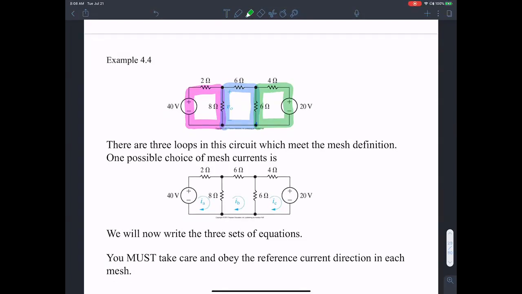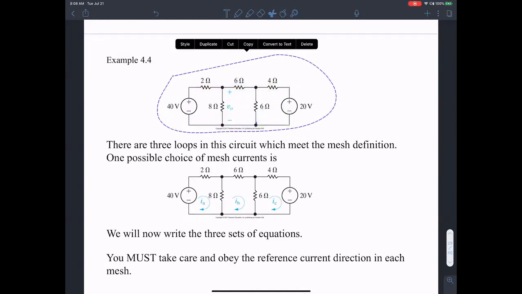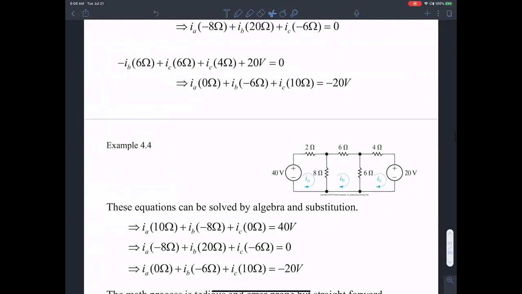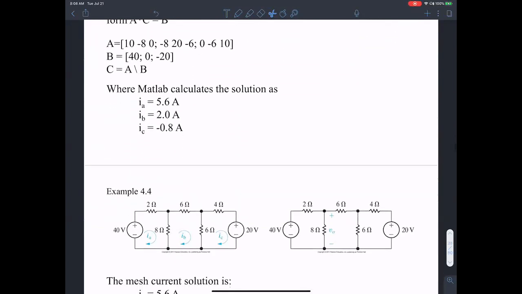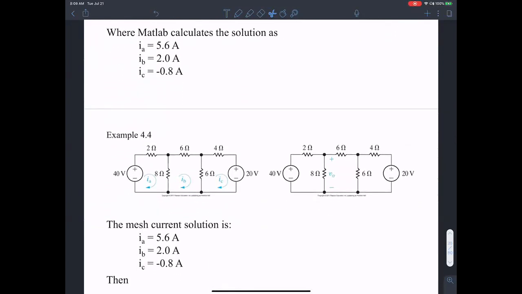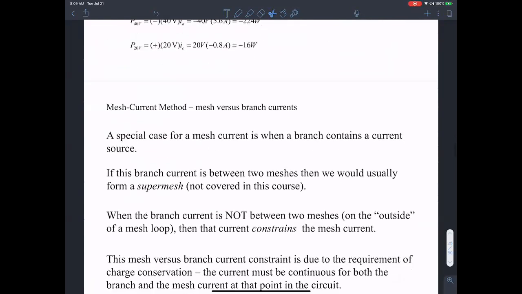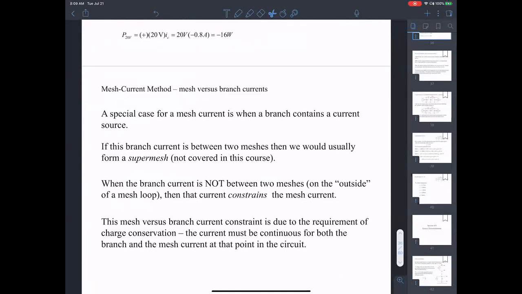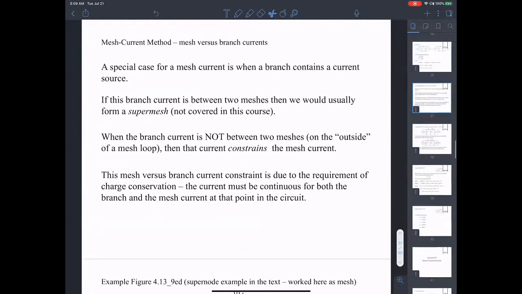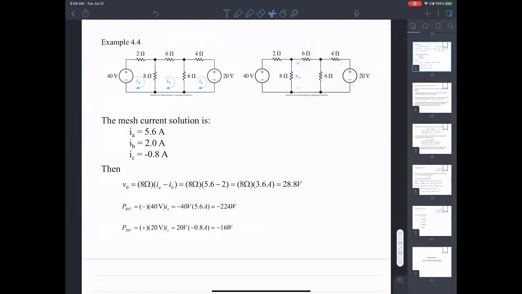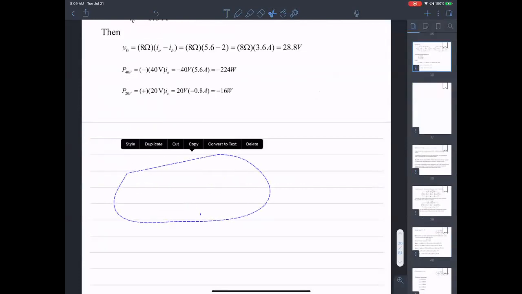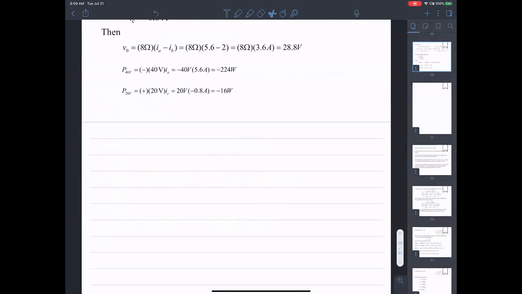Let's go ahead and see how we can apply the mesh current method. Let me go further down up to this point, and add a page there. I'm sorry, give me 1 second.